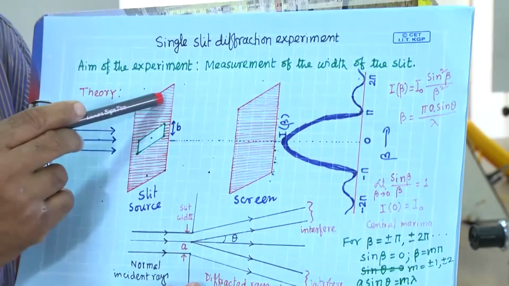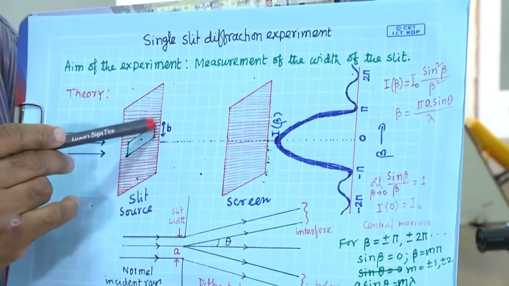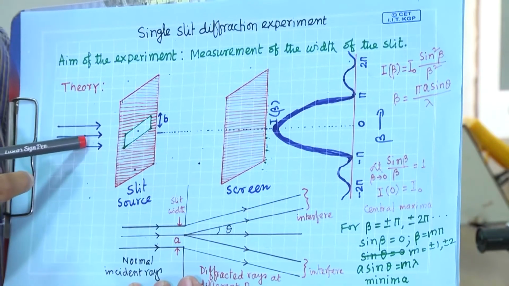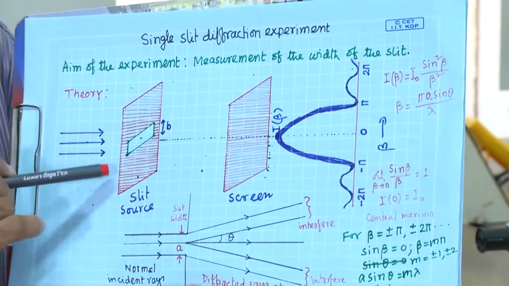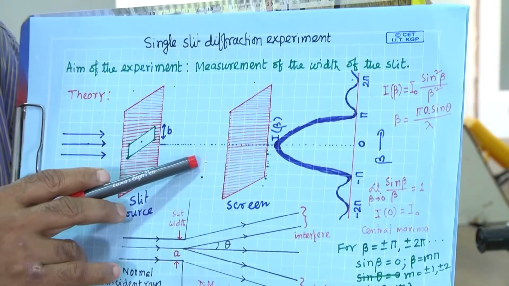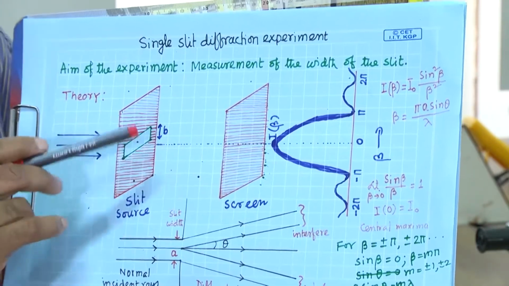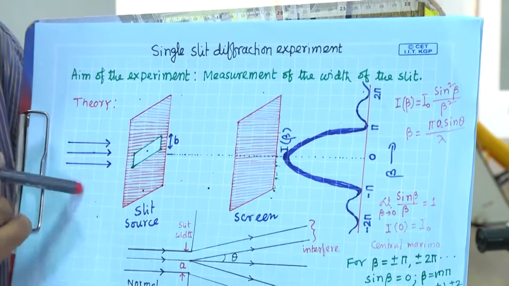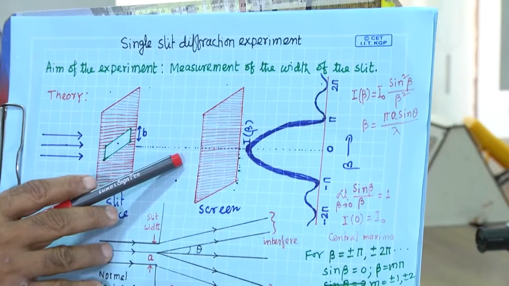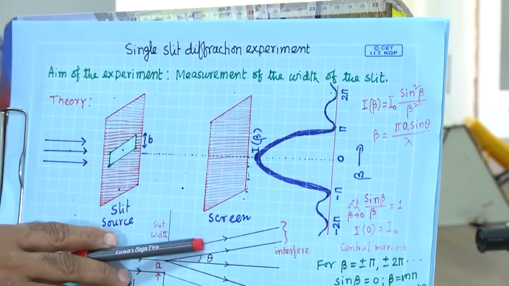Okay. So, this red part is basically opaque and this rectangular part is open. So, light will pass through this slit, and after passing through the slit, if the slit width is in the order of the wavelength of this light, then we will see the diffraction pattern on the screen. Okay.